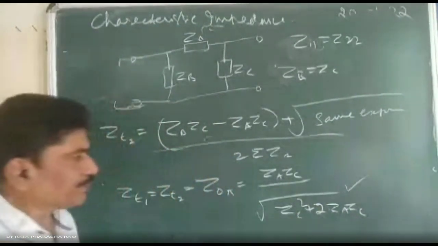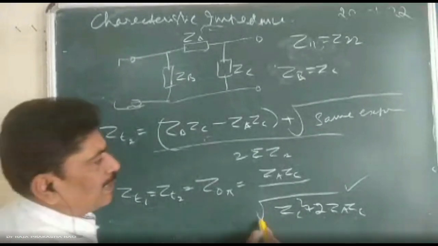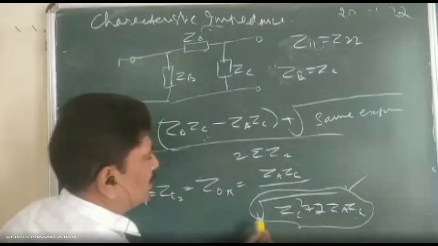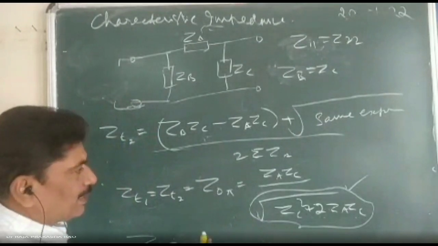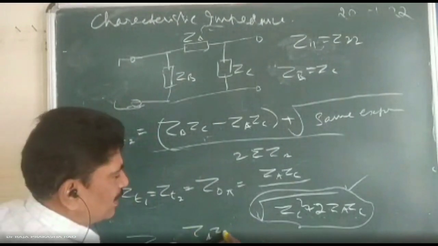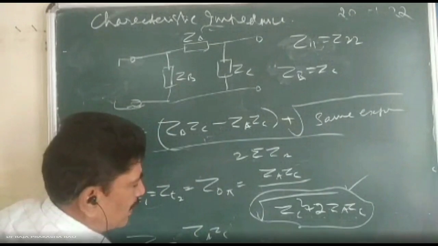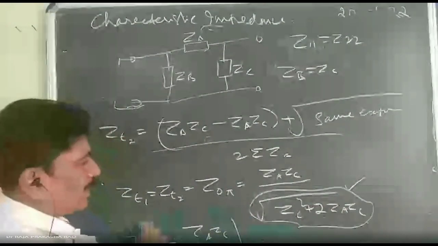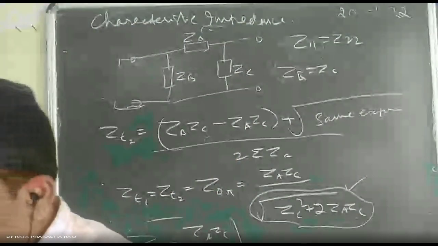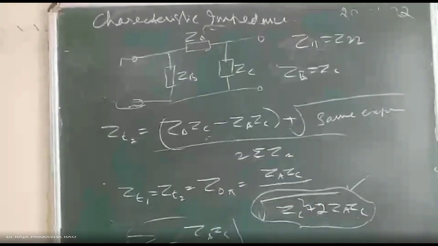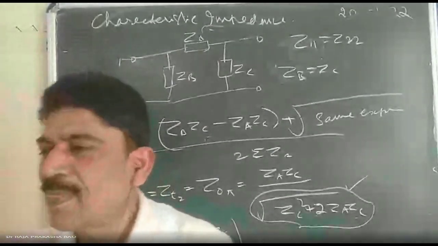Okay? And this is nothing but Z0T. I have already evaluated it in the earlier class. So ZA ZC by, you can write Z0T. This is nothing but Z0T, ZC plus 2 ZA ZC. So students, can you hear me?